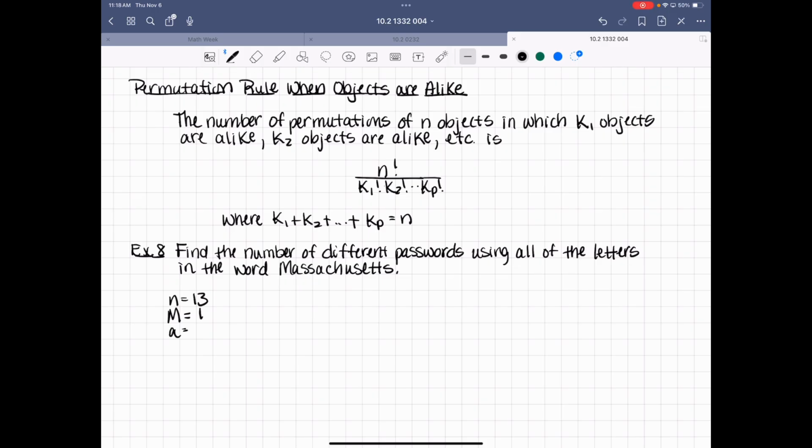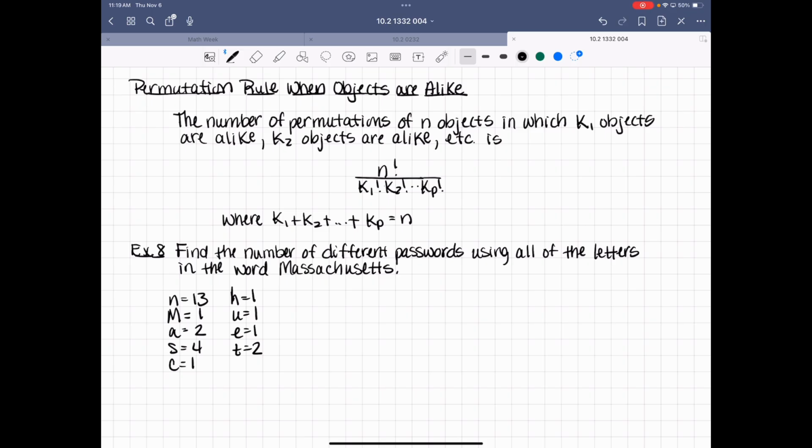How many A's are there? 2. How many S's? 4. C's? 1. What is that? H? 1. U? 1. E? 1. And T. Good. And what they're saying about the K1 plus K2 plus blah, blah, blah equals N, if we add up M-A-S-C-H-U-E-T, it makes 13. Okay, that's what they're saying there.